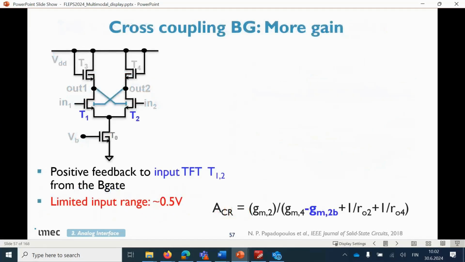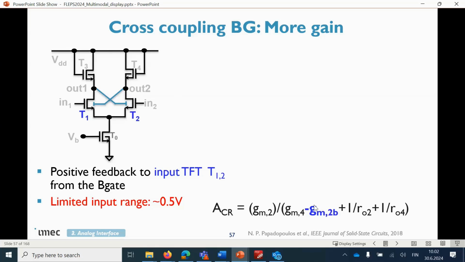So you go and you propose new things. People are proposing new designs, one of which is this cross couple. So you use the backgates to cross couple to the outputs. And this applies a positive feedback on the input transistors, which if you calculate here the small signal DC gain, you will see that you now subtract the GM of the 2 transistors from the denominator of the GM4 of the load transistors.